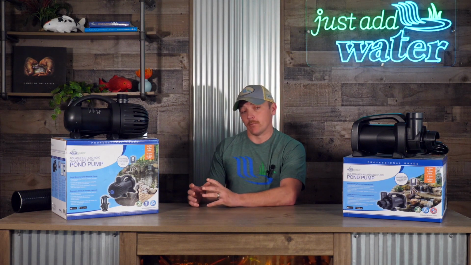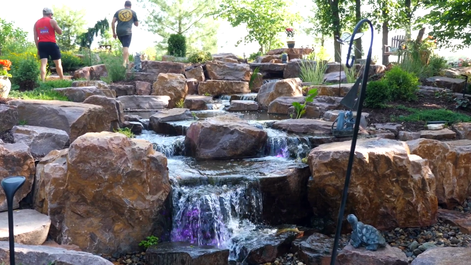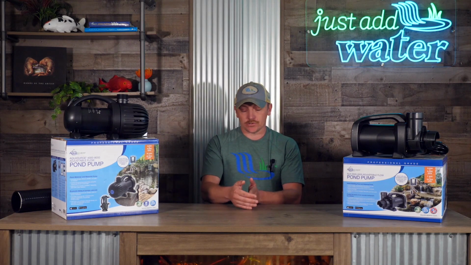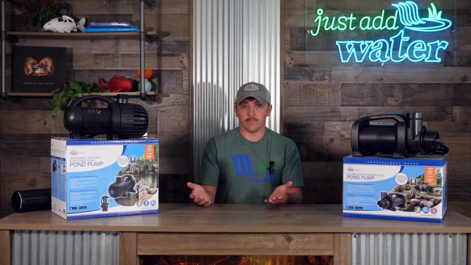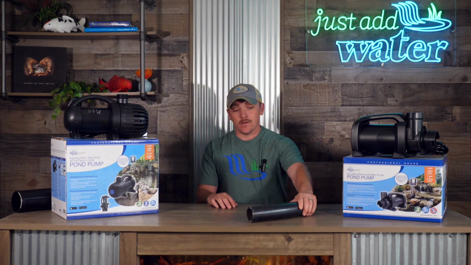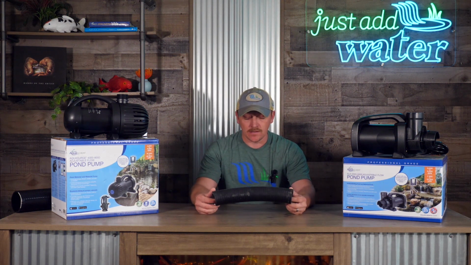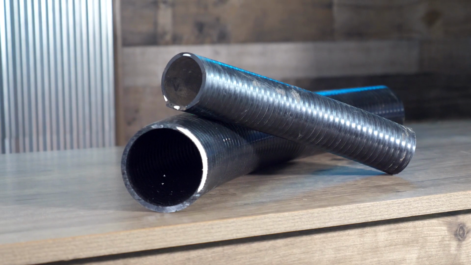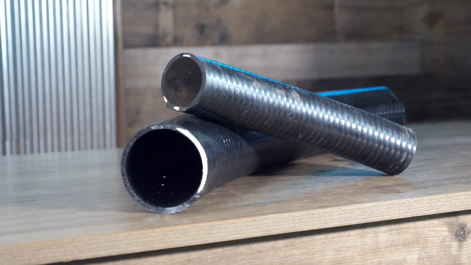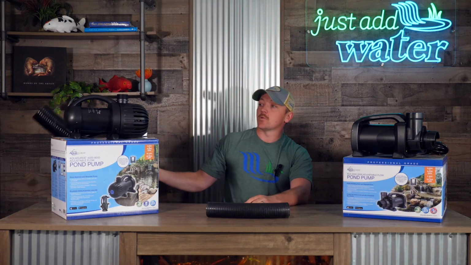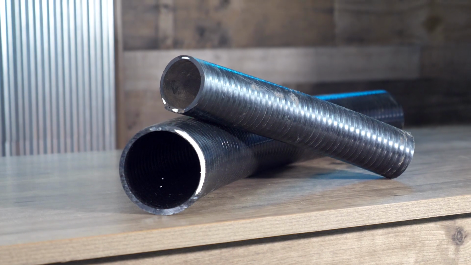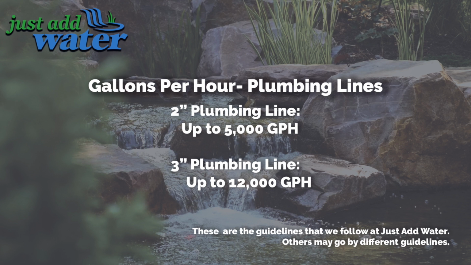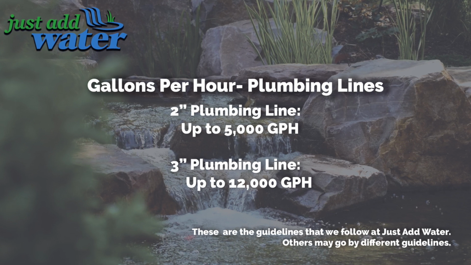Also, a very important thing that often gets overlooked is your plumbing size. You can only physically push certain flow rates through different sizes of pipe, right? So here we have your 2-inch flexible PVC, pretty standard. Once we get above wanting to push more than about 5,000 gallons per hour, we switch to 3-inch plumbing line. Obviously it's a full inch bigger. Normally we cap the 2-inch at about 5,000 gallons per hour, whereas this 3-inch line can handle closer to 12.